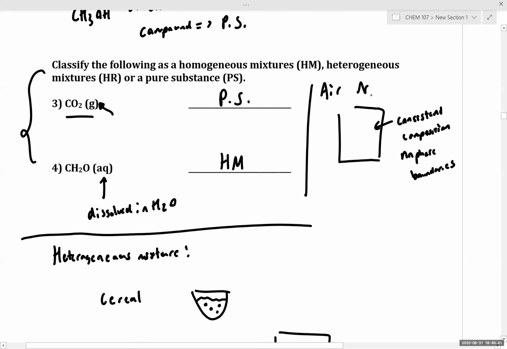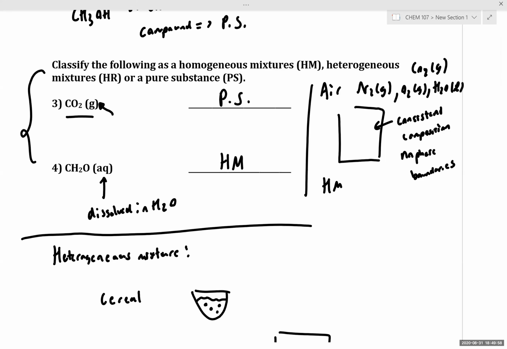And air, in fact, is a mixture. It's a homogeneous mixture of nitrogen gas, oxygen gas, water, carbon dioxide gas. It has a lot of major and minor components, with the major component being nitrogen for those who are curious. So air would be a homogeneous mixture because it has consistent composition, no phase boundaries, and it's a mixture of two or more pure substances. Did that answer your question?